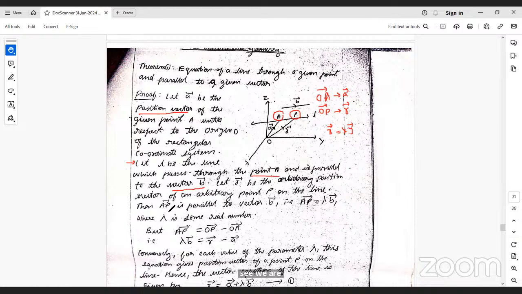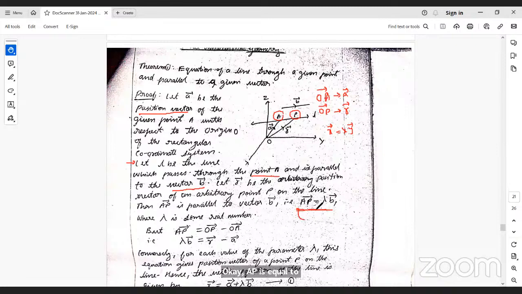Then what will be AP now? You can see the line joining AP, or the vector AP, will be parallel to the vector B. And just now we discussed, if two vectors are parallel, then one vector will be lambda times the other vector. So using this condition, since the two vectors are parallel, AP is equal to lambda times vector B.